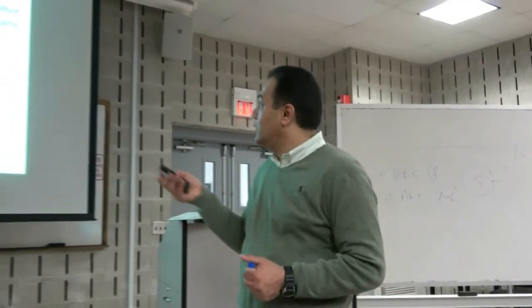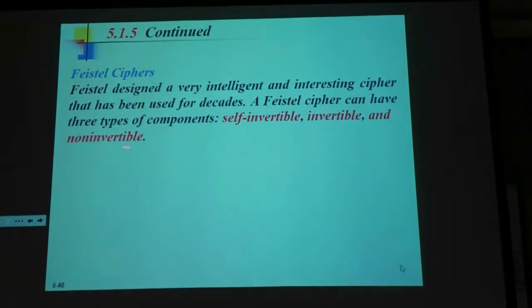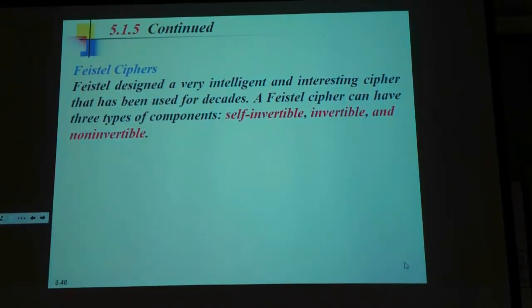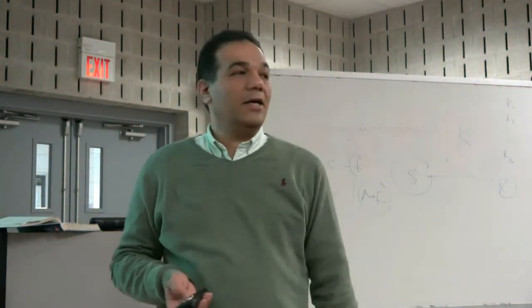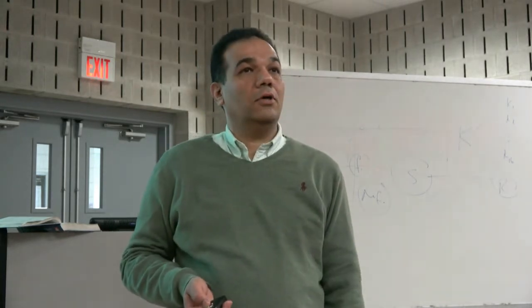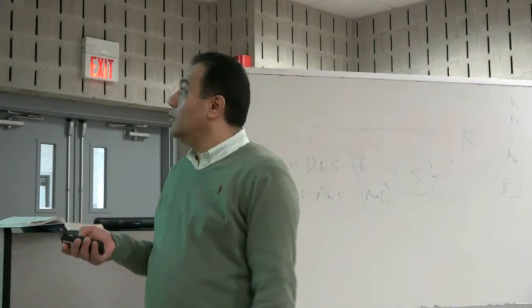In the Feistel cipher, Feistel designed a very intelligent and interesting cipher that has been used for decades. A Feistel cipher can have three types of components: self-invertible, invertible, and non-invertible. Self-invertible is like what? XOR. Invertible like what? P-box, straight P-box. Non-invertible like? Okay, that's what it is. So it could use the different boxes.